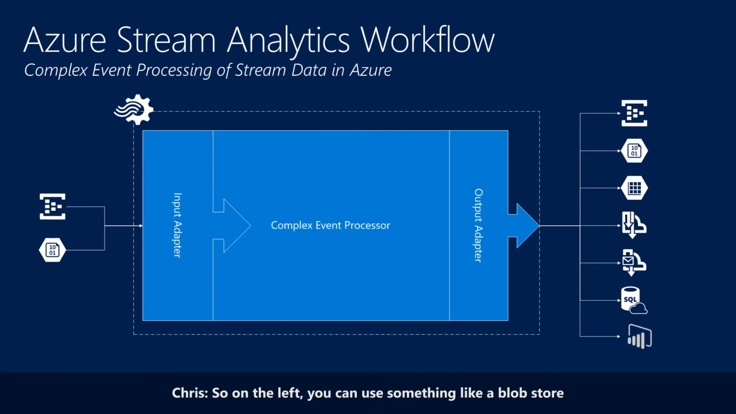On the left, you can use something like a blob store or an event hub as a source. That acts as an input adapter to what's called complex event processing. Stream Analytics does that in the form of a Stream Analytics job, which consists of the input adapter, the complex events processor, and the output adapter. And then, of course, your destinations could be another event hub, a blob, Power BI, Service Bus Queue, and so forth.